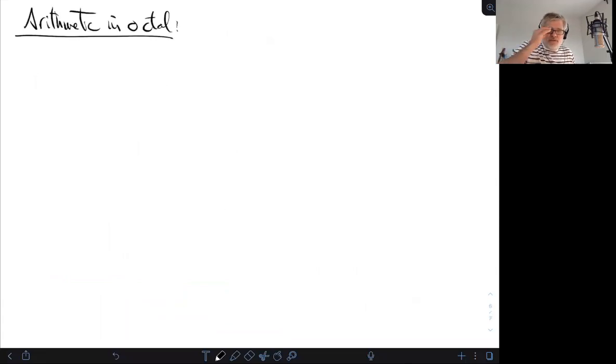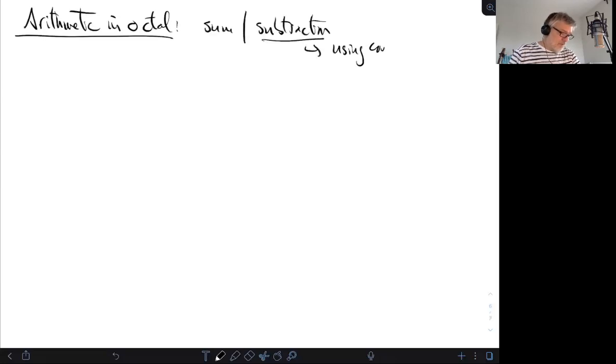I mean, we could do it, but conceptually, there's nothing new and it's not useful. So there's no point, okay? So we're going to do sum and we're going to do subtraction. And subtraction, we're going to do it using complements. That's the simplest way, or a more interesting way, whichever way you prefer to see this. Okay, so let's start with the sum of octal digits.